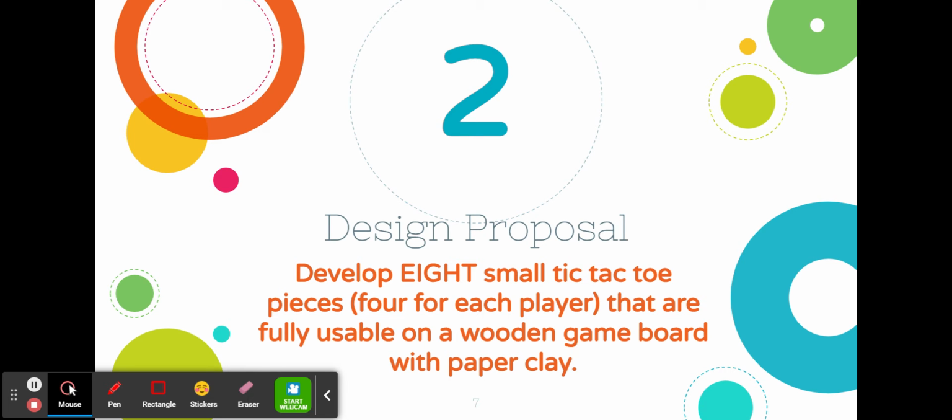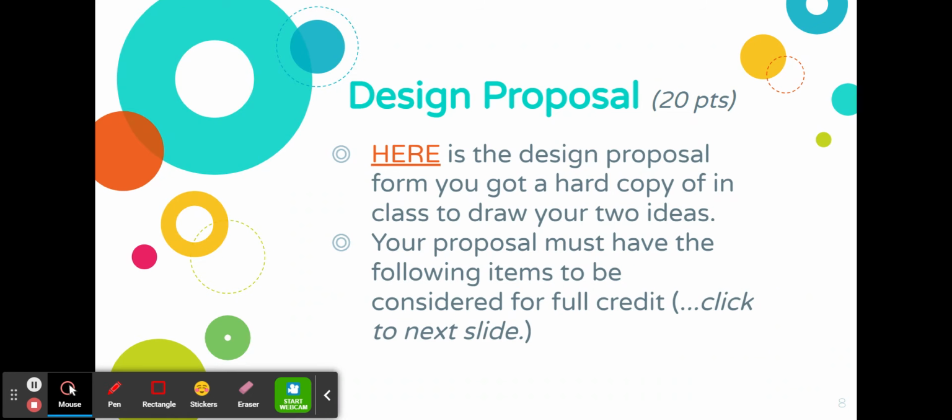Number 2 is your design proposal. So you're going to develop 8 small tic-tac-toe pieces, 4 for each player, that are fully usable on a wooden game board with paper clay. So you're going to get a piece of paper from me that has a proposal form.